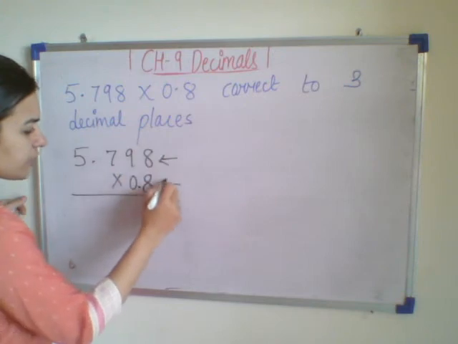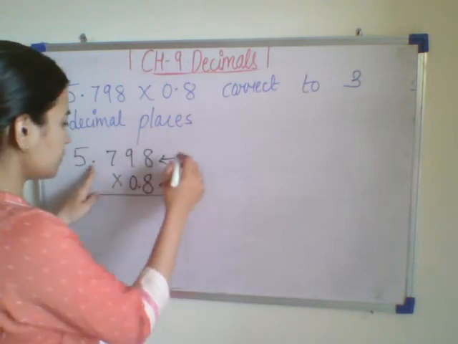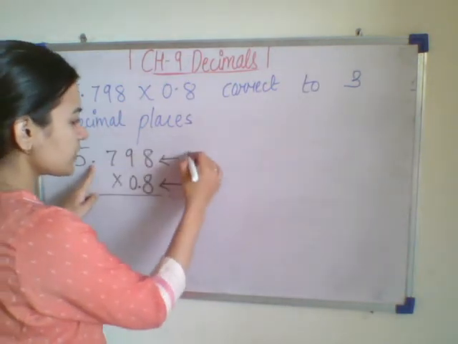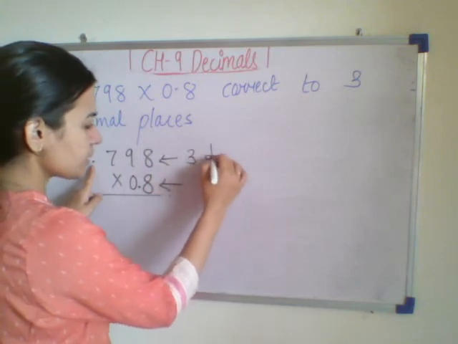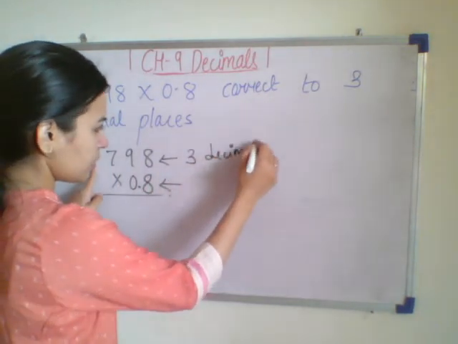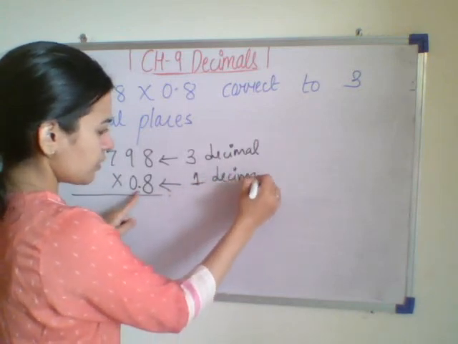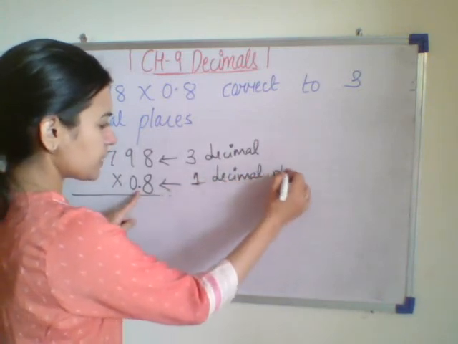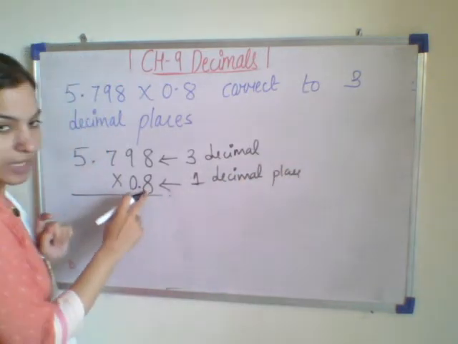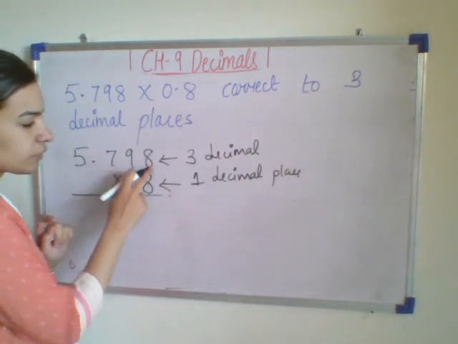Now here you can see the decimal is after 1 2 3, 3 digits are there, so we could write 3 decimal places, and here it is 1 decimal place. The decimal is 1 decimal place because 1 digit is there after the decimal. Here after the decimal 3 digits are there.